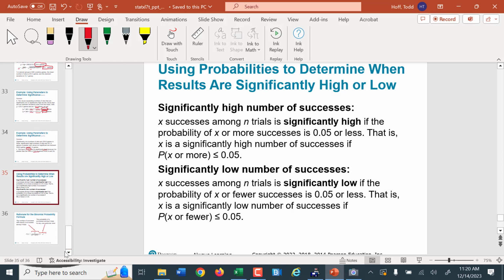So this is one of the ways we can use our probabilities to decide if a value is significantly high or significantly low. Remember, if its probability of being that small is less than 0.05, then it's a significantly low number. Or the probability of being that large, which is the case in the overtime football games, is less than 0.05, that's a significantly high number.